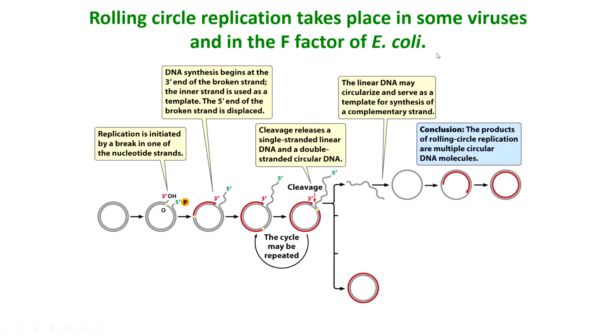Rolling circle replication is only reserved for very small genomes. So some viruses, so not even all viruses, but some viruses that have a circular genome, and for some E. coli plasmids, specifically the F factor. But other types of plasmids will also do this.